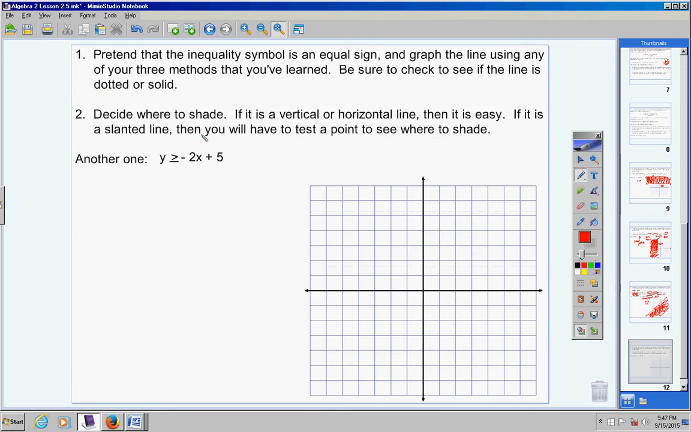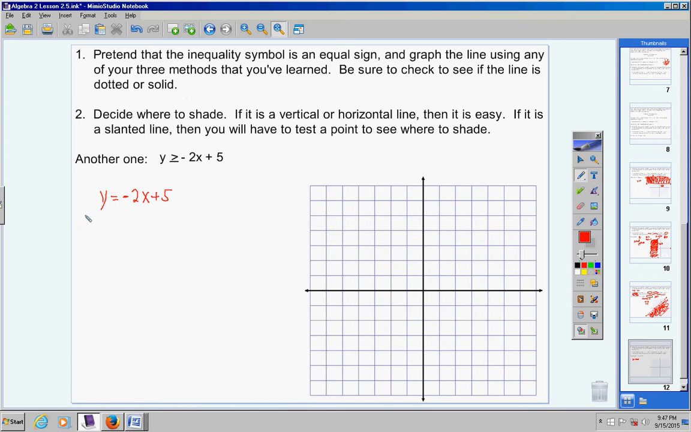Alright, here we go. Now, step one, if I'm going too fast, just pause the video. Step one, we're going to rewrite this inequality with an equal sign. We're going to pretend there's an equal sign. Alright, so there we go. Now, I'm going to graph this line. Obviously, I have an x and a y, so I'm not going to have a vertical or horizontal line. I'm going to have a slanted line.